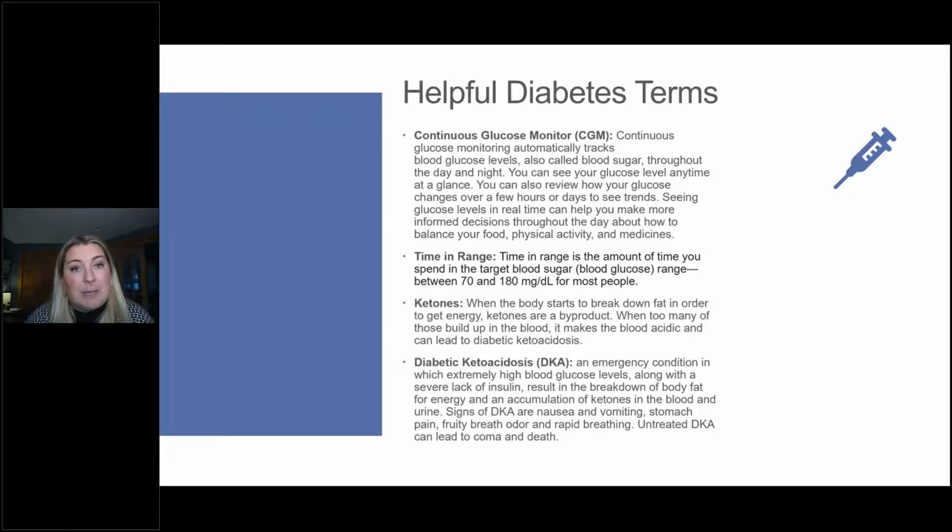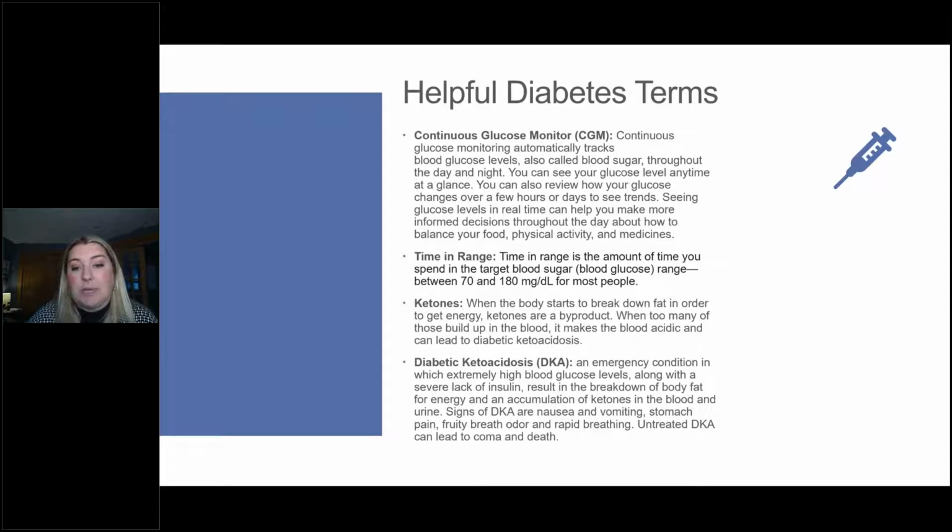Time in range, I won't use this a lot, but this term is used a lot more now because of the popularity of CGMs. Instead of just looking at that A1C, which is an average blood glucose, this is looking at all those blood sugars that you have 24 hours in a day. What is the percent that you're within your range? So between 70 and 180, or you may adjust that to 70 and 150. Again, we're looking at a percentage there.